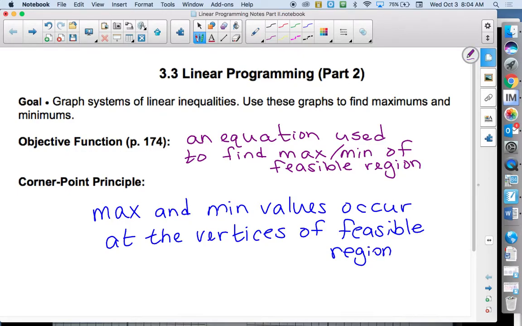a number in the middle, I would have a point that's in the middle of the graph. But if I want to find a max or a min, the max or min occurs at one of the corner points or one of the vertices. It's actually a little principle somebody created that they kind of noticed was happening with all the graphs.